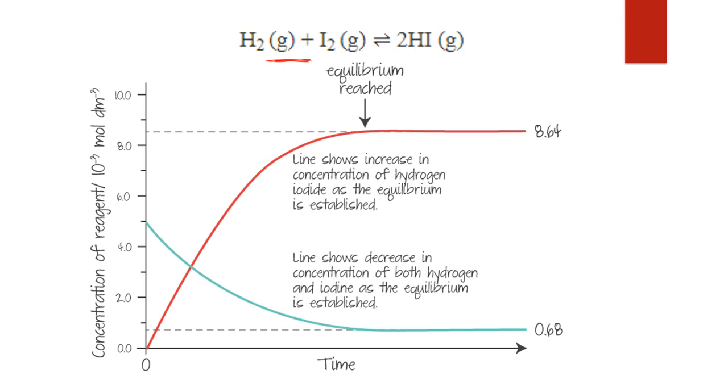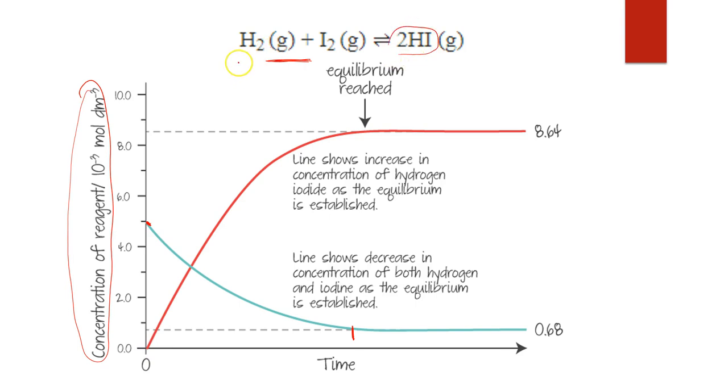As that happens, we will see that the hydrogen and iodine concentration is starting up here and it's going to decrease over time. Okay, so we can see that we've started with equal amounts of hydrogen and iodine and they're decreasing at the same proportion over time until this time point here. Okay, the red line is showing us the increase in concentration, because this is concentration of reagent on our y-axis, of the 2HI.